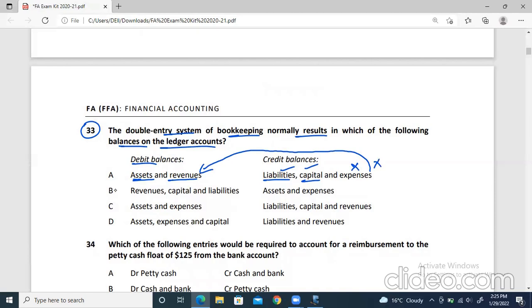Now, option B is revenues, capital, and liabilities on debit, assets and expenses on credit. It's the opposite. Basically, it has just swapped them, right? So option B is also wrong, because revenue, capital, and liabilities come on credit, and assets and expenses come on the debit side. Now, option C is assets and expenses on the debit side. Yes, that's correct. And liabilities, capital, and revenues on credit. Yes, this option is correct because this is exactly the thing that we studied in group 1 and group 2, right? So option C over here is correct.